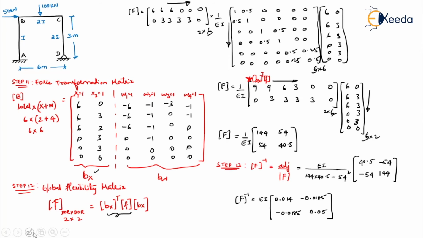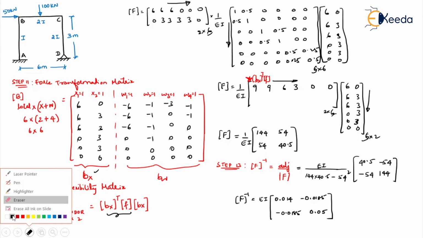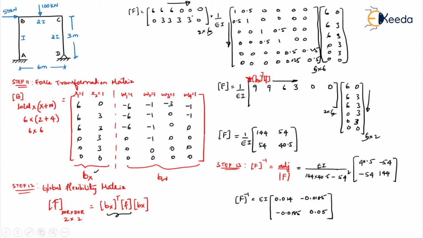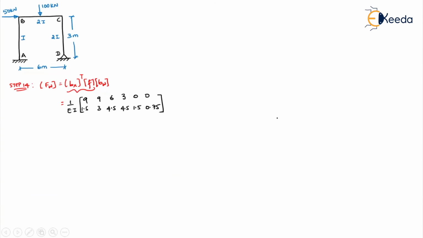Here, okay, I did the calculation correctly, but I've written it wrong here. So let me just change. This second row, we should multiply into all the columns. So we will get 1.5, 3, 4.5, 4.5, 1.5, and 0.75. Okay. Just while writing, I made that slip.